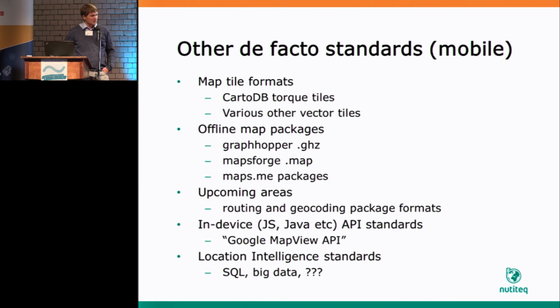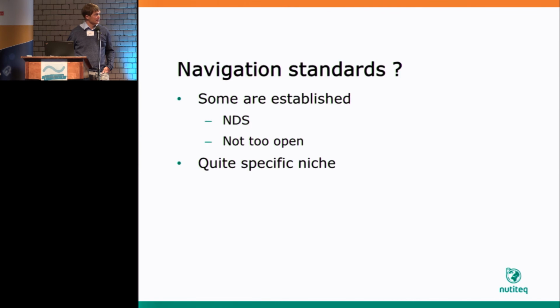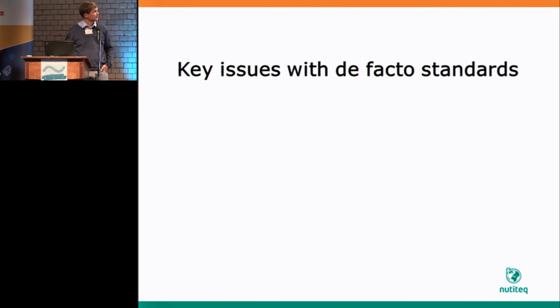About location intelligence or business intelligence with location data, I'm not a very good specialist on that, but I see similar patterns. There are some things which are vendor specific, but if you try to use different tools with the same data, then it is not very easy. And about navigation standards, yesterday there was NDS talking about that. They are big and heavyweight and expensive. So I'm skipping this here.